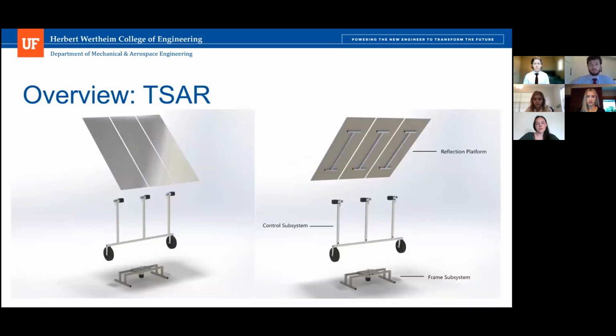With the same angles as before, the SAR can be identified by its 3 subsystems. From top to bottom, these subsystems include the reflection, platform, control, and frame subsystems.